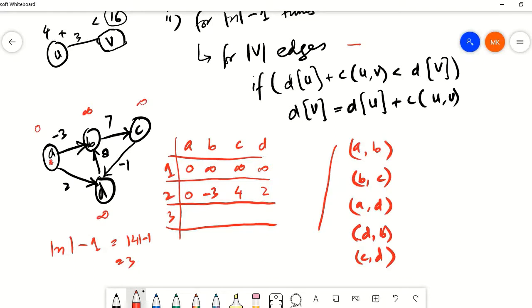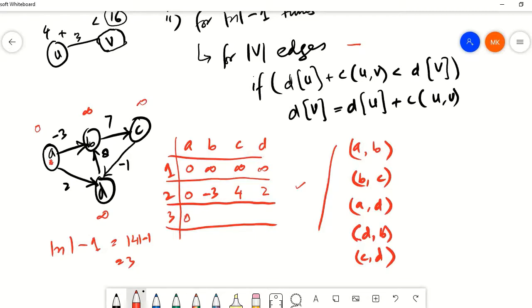The only edge remaining in the current iteration is CD. C has a value of 4. 4 minus 1 is going to give us 3, while the current value of D is 2, which is already smaller, so it's not going to be modified. So we are done with the first iteration, and you might have observed that we have updated all the costs using all the edges in the first iteration, and we are going to do so for the rest of the 2 iterations as well.